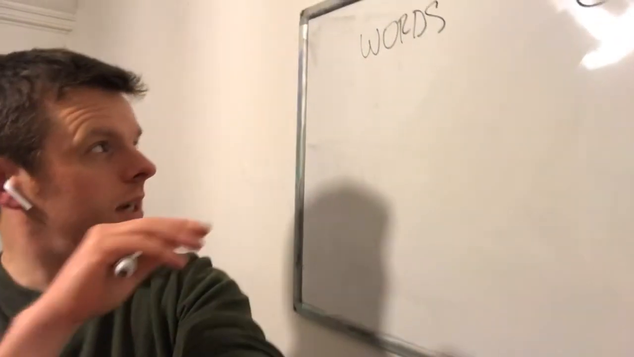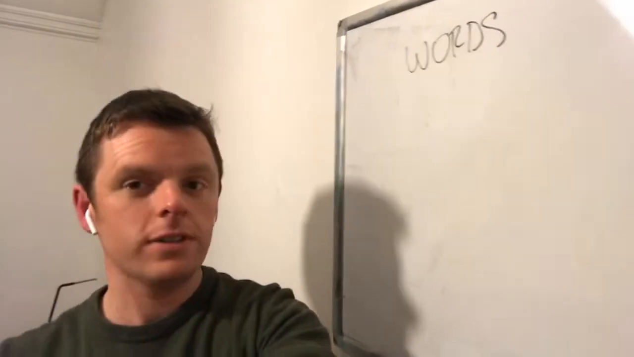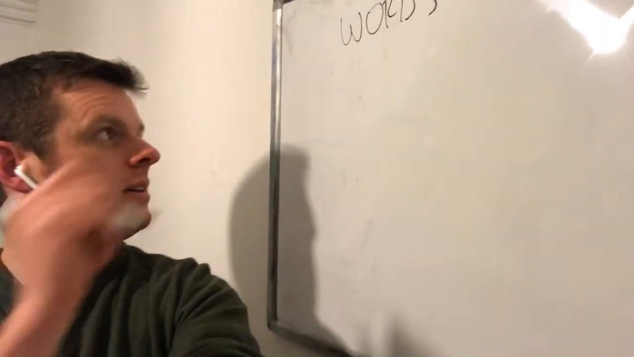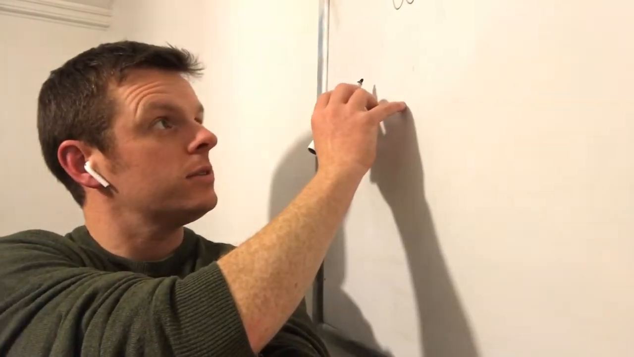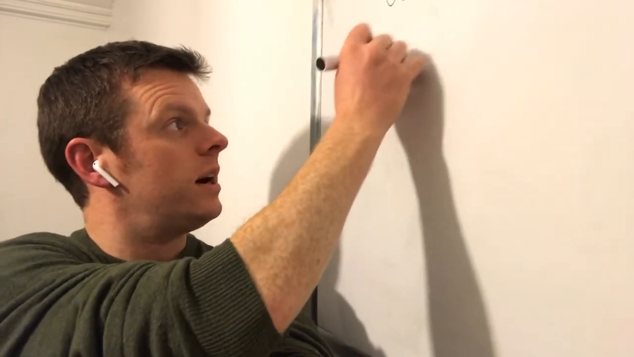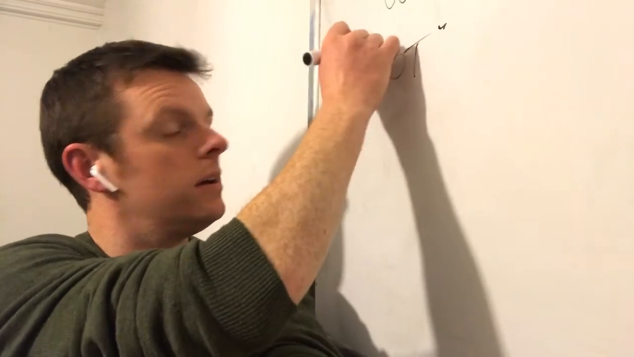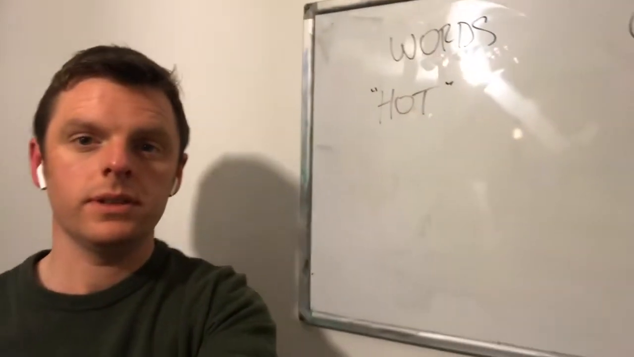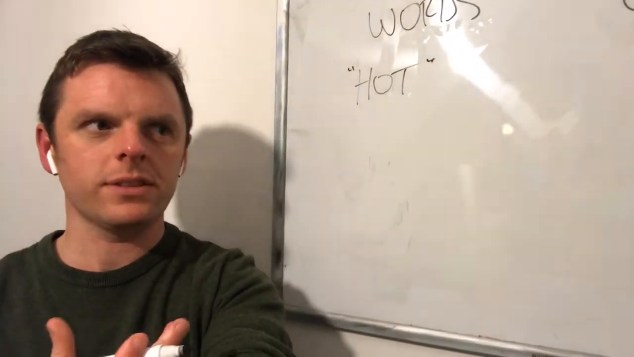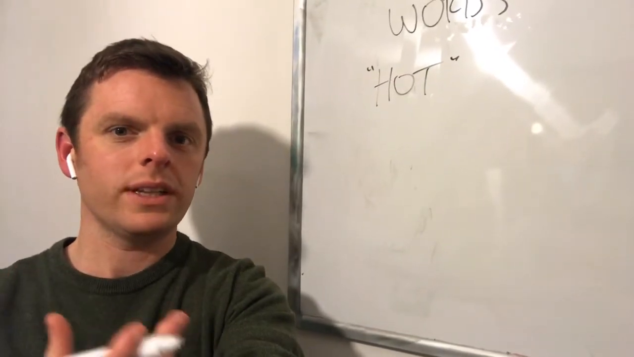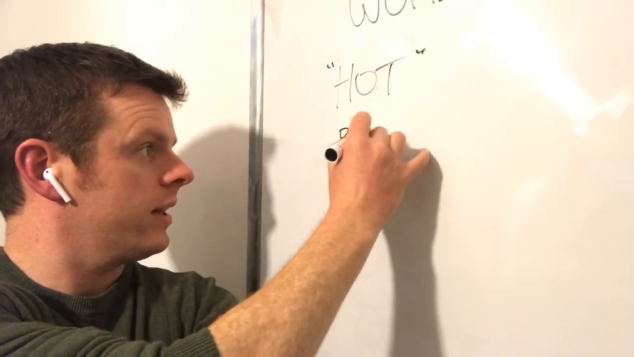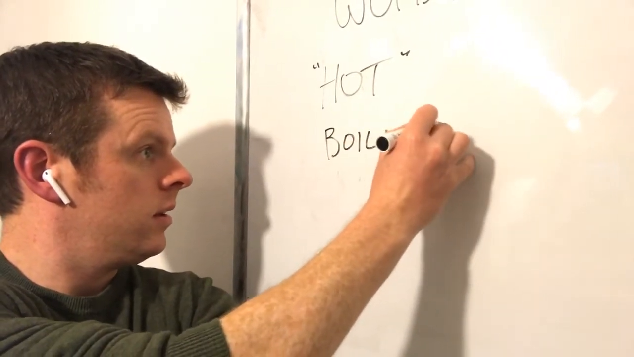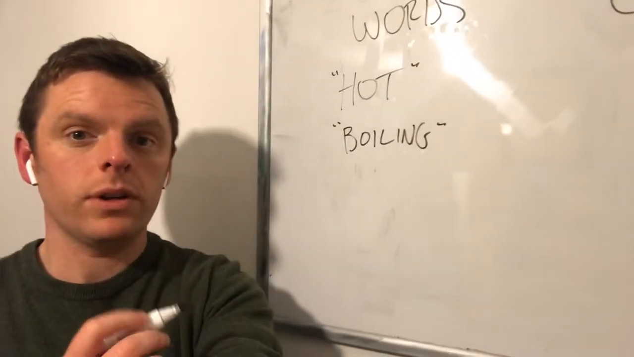So I use this example, words and chords. I said, there's many different ways to say the same thing. So I said, we'll use the word hot. And if somebody was to say it's hot outside, what would be another way they could say that? And this student, it was great, they said, oh, say it's boiling. And we had all these examples.